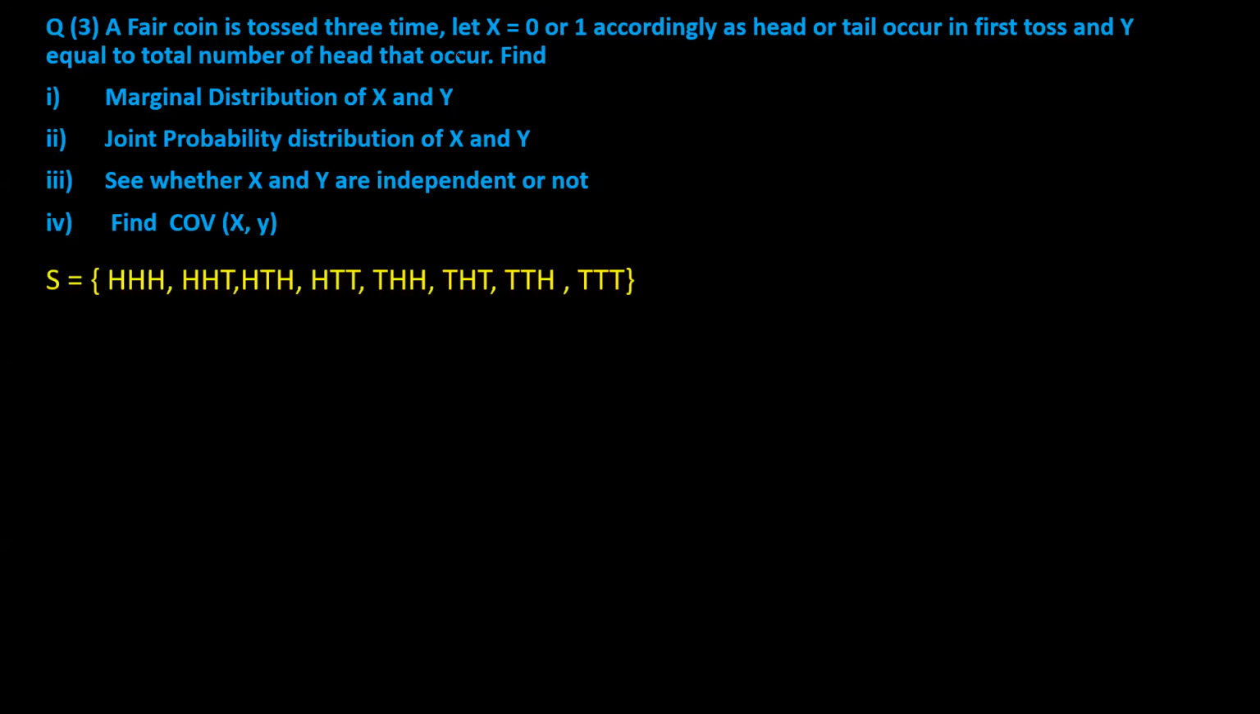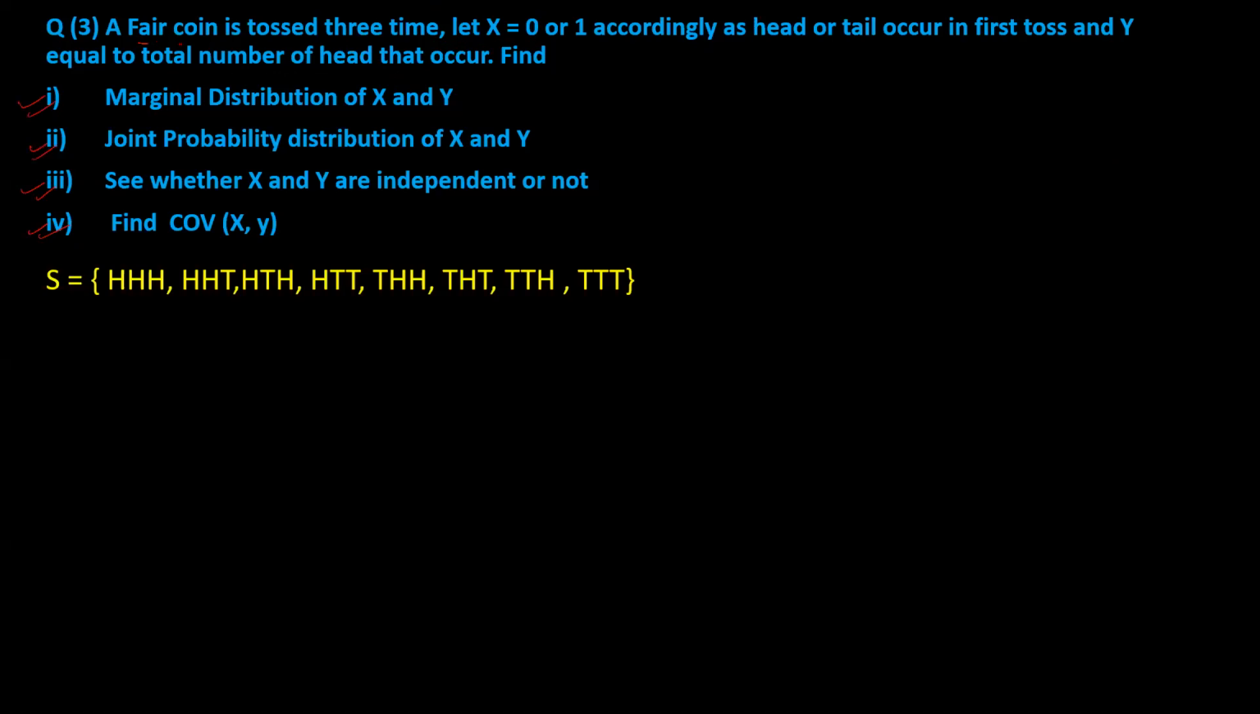A fair coin is tossed 3 times and x equals 0 or 1 accordingly as head or tail occurs in the first toss, and y is equal to the total number of heads that occur. So we have to find the marginal probability, joint probability, check whether x and y are independent, and then the covariance. In this case, the joint probability they have not given, only the statement they have given. So if they have given the statement, how to find the joint probability, let us see.